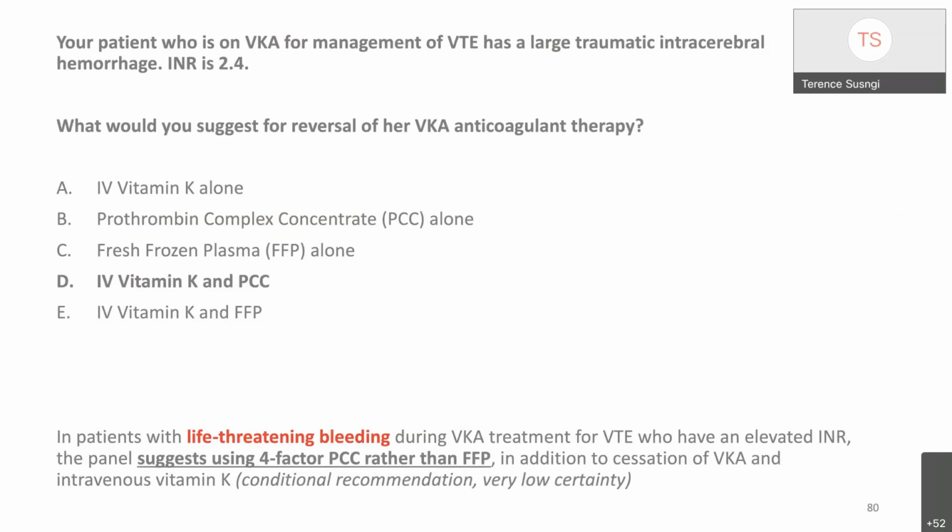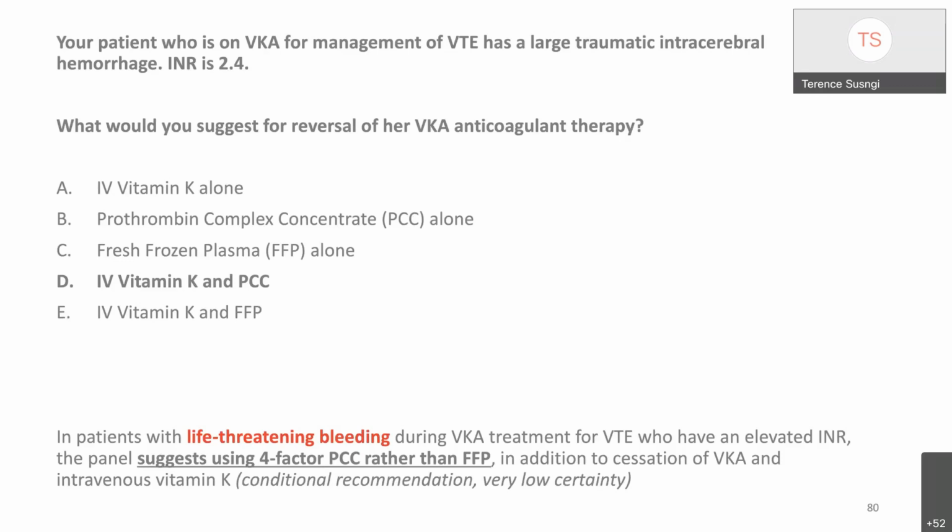Say your patient who is on VKA for management of VTE has a large traumatic intracerebral hemorrhage. INR is 2.4. What would you suggest for reversal of VKA anticoagulant therapy? A, IV vitamin K alone. B, prothrombin complex concentrate alone. C, fresh frozen plasma alone. D, IV vitamin K and PCC. E, IV vitamin K and FFP.